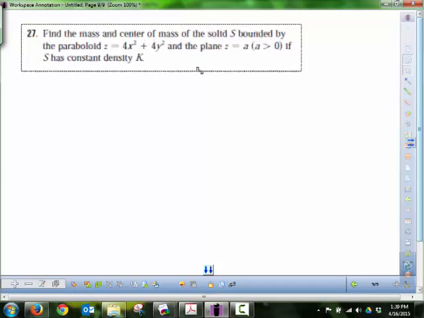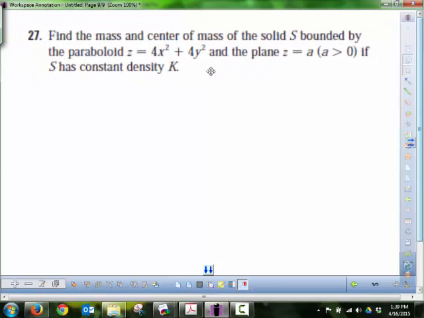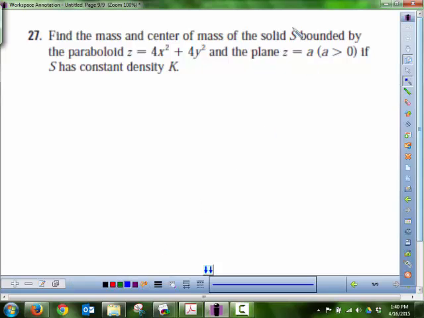Find the mass and the center of mass of the solid bounded by the paraboloid and the plane z is equal to a, where a is bigger than 0, if S has a constant density. So they're calling it S instead of E. We've been calling it E. I'd prefer we call it E. So I'm going to change that to E. It has a constant density, K. So that's your density function.